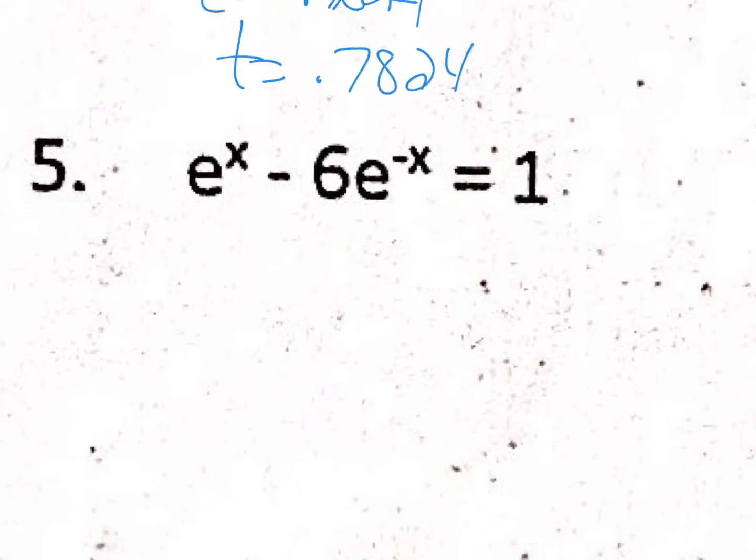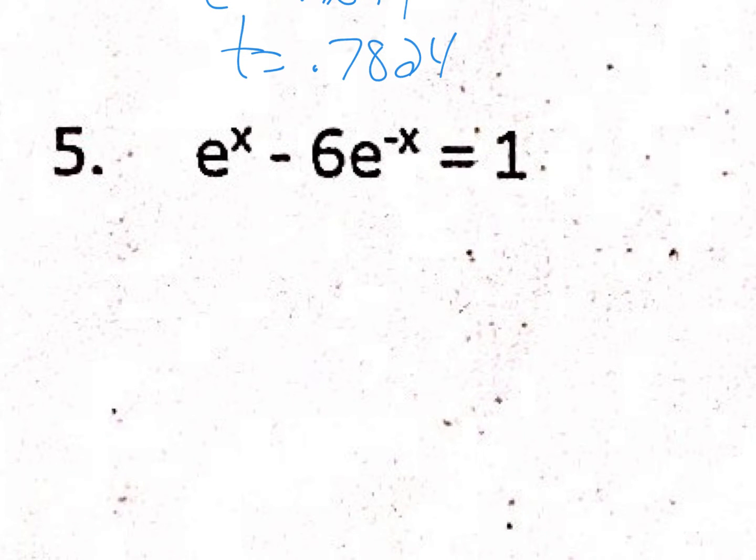Number 5, this is a weird one too. On this one, you must multiply the whole thing by e to the x. And the reason we're doing that is not to have a negative exponent. So if I do e to the x times e to the x, I get e to the 2x. That takes care of that term.